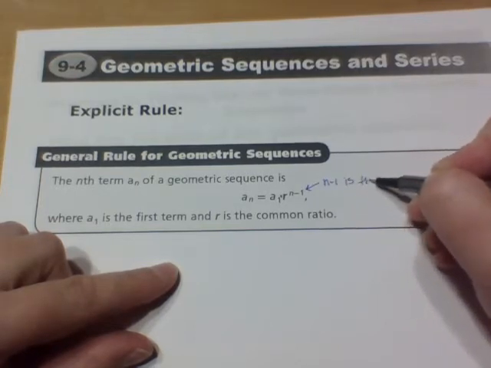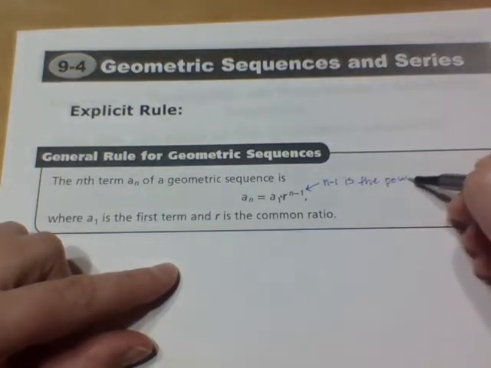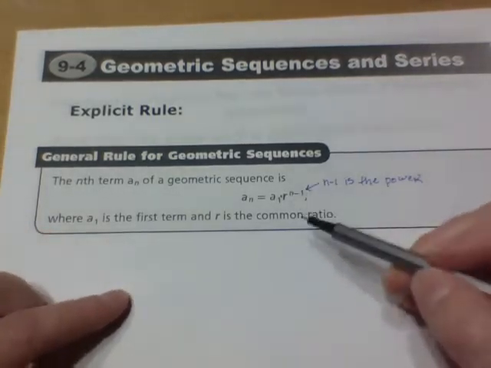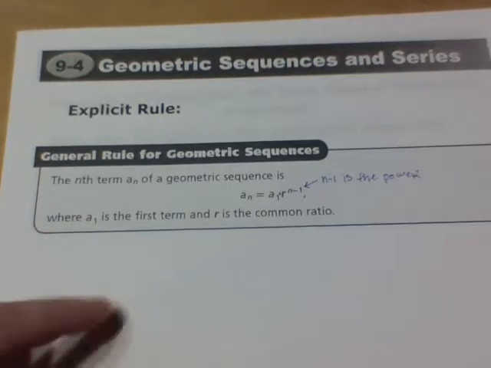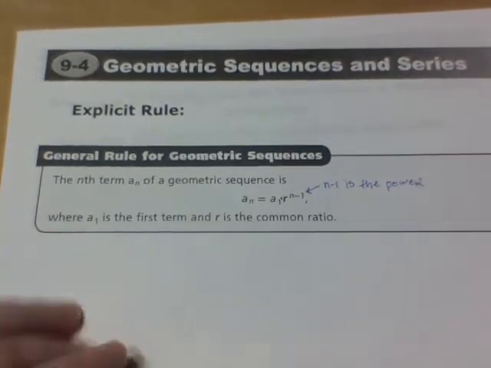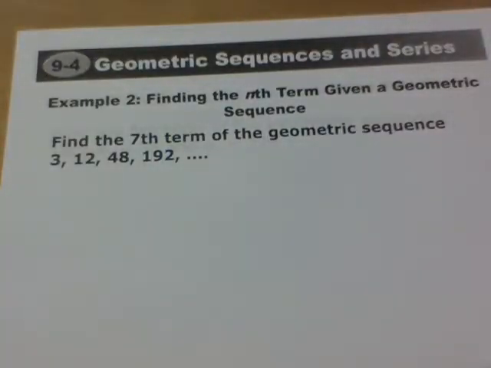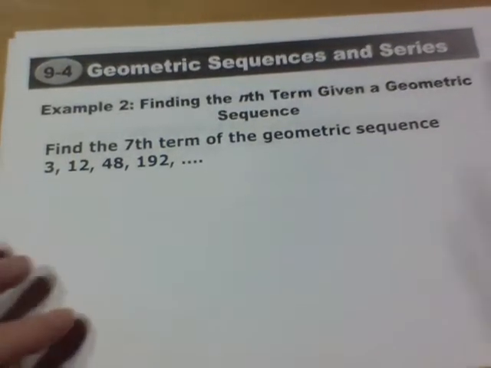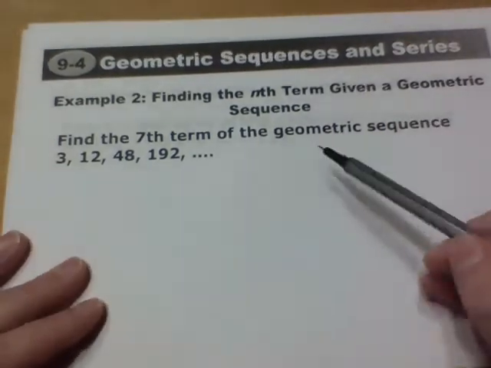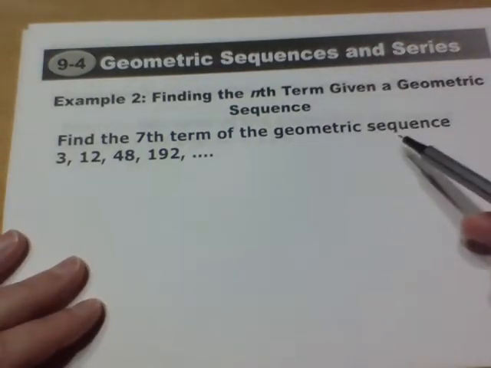So n minus 1 is the power or the exponent. Just as you're looking at this, it's got a lot of symbols in it. All right, so the first thing we're going to do here is find the seventh term of this geometric sequence. It does indicate that it's geometric, so we do know that there's a multiplier.